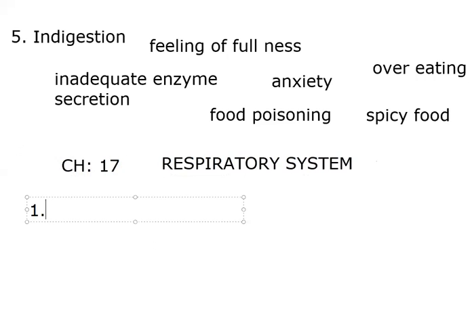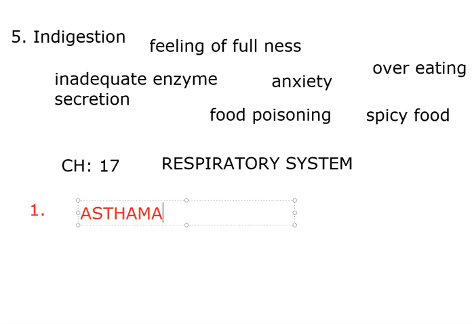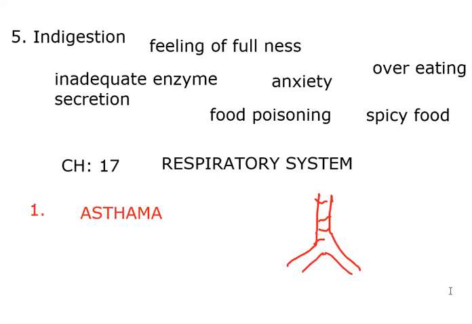Number one, respiratory system: asthma. The first one is going to be asthma. What is asthma? It is a difficulty in breathing causing wheezing due to inflammation of bronchi and bronchioles. Do remember, this is the trachea. We know the trachea is divided into bronchi, and further it is divided into bronchioles.